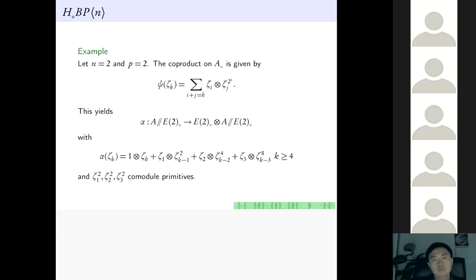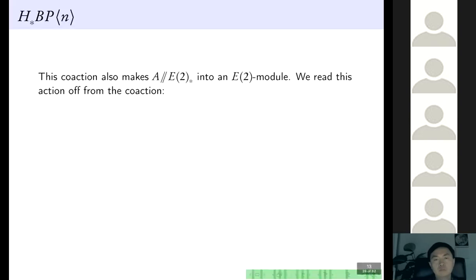And so if you work that out, effectively what that means is that, say for zeta k, you just look at the coproduct for zeta k, and then you kill off zeta 4, zeta 5, zeta 6, and so on. And the result of that is that you get this formula for the coaction. And then you also end up getting that the squares on the first three zetas are going to be comodular primitives. Okay, and then I should also mention that A mod E2 dual is a comodular algebra. So once you know the coaction on the zetas, then you just know the coaction on everything. Okay.